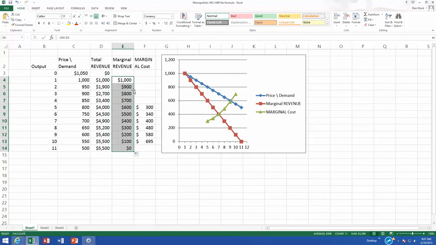So in the test, I'm going to ask you one question here. What's the marginal revenue between 5 and 6? If I look at 5 and 6 output, what's the marginal revenue? I'll have these two numbers here, and you can see it's the 500. Please don't miss that question.